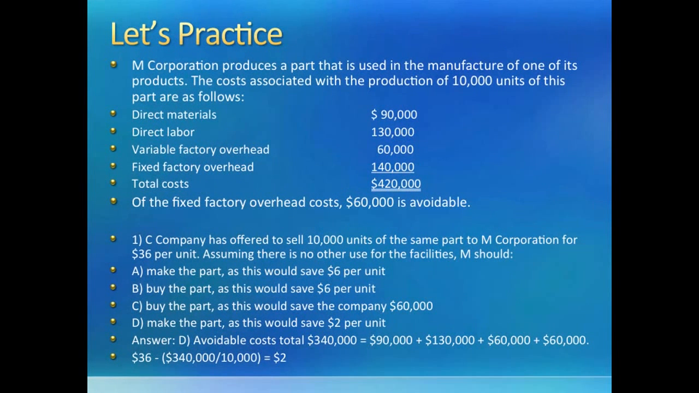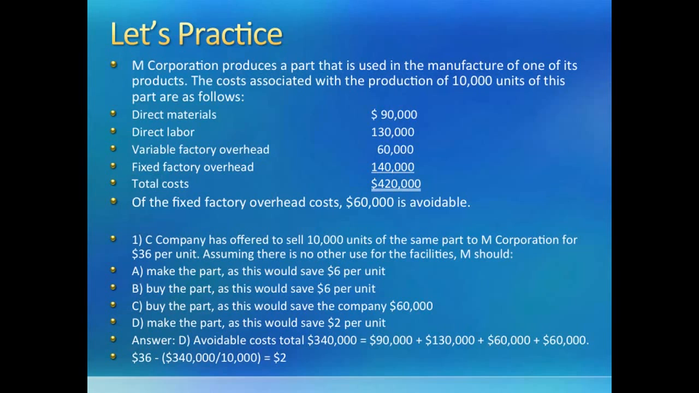So here we have a company that produces a part. The company is currently making 10,000 units. Direct material, labor, variable, and some other fixed costs are given. You are also told that of the total fixed factory overheads, $60,000 out of 140,000 is avoidable. So, if the company decides to buy the 10,000 units at $36 a unit, as you are told, they can avoid direct material, direct labor, variable overhead, but not all of the fixed costs. Only 60,000 of the fixed cost can be avoided.